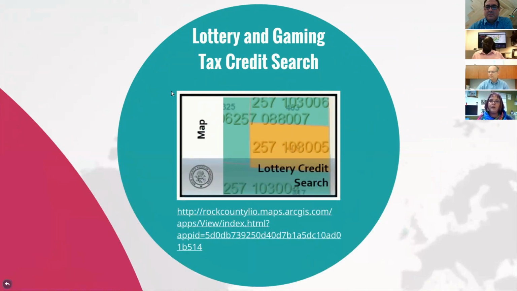We have one that's called the Lottery and Gaming Tax Credit Search. And this was conceived by the Real Property Lister office, who went to a conference and saw this particular application done by another county in Wisconsin, Racine County, where in Wisconsin you can get a lottery and gaming tax credit on your primary residence. So basically, when you buy a house and you move into that house, you are supposed to get a piece of paper to fill out to say, this is my primary residence, I qualify for this tax credit on my property tax bill, can I please get it?